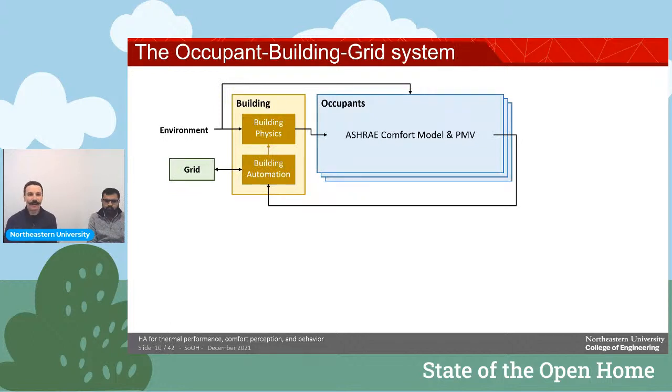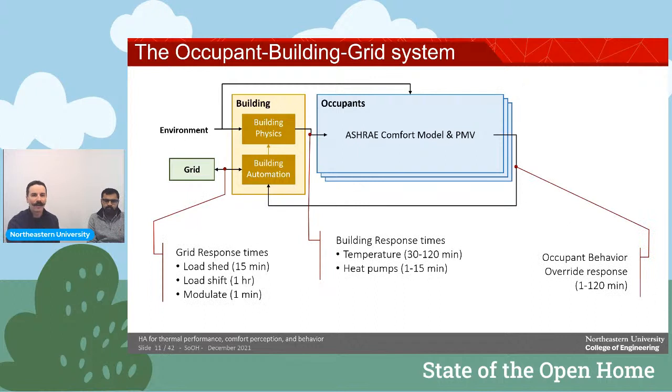So let's look at the building, the occupant, the grid. We know that they all interact. The building affects the occupant, who can override the automation, which affects the building. The grid plays a role in the automation algorithm. The environment affects the users and the building, like the outside weather. And not only do they all interact, but they all interact on the same time scales.